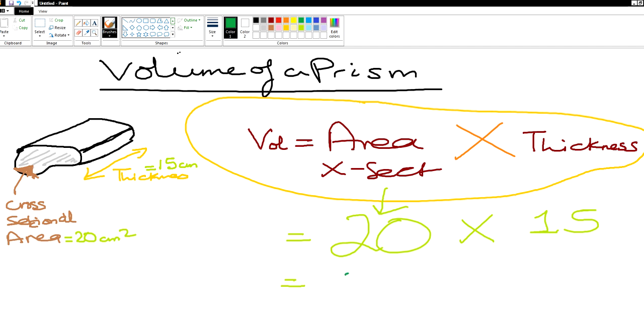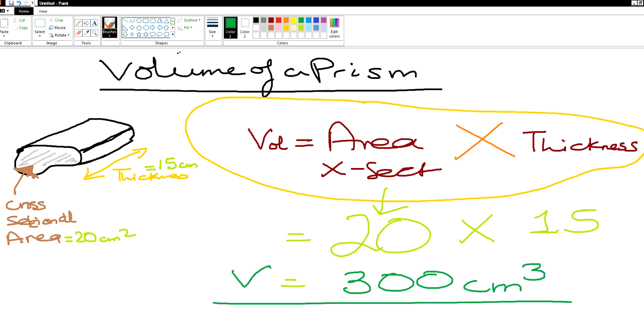Add another 0. 300. Okay. I want you to break it down, but you just give me the answer. So that gives you 300 centimeters cubed. That's not square, it's volume. So 15 times 2 is 30, and put the 0 back on. 300 centimeters cubed. Now, how difficult is it to work out the volume of a prism if you know the area? Not really hard at all.